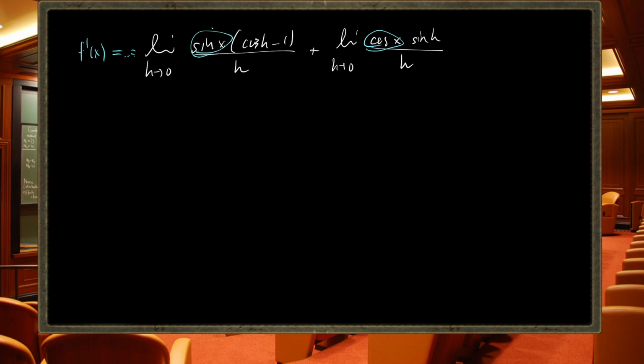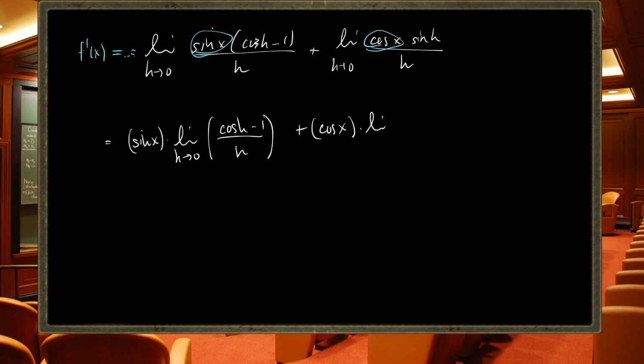Okay. So from here, using that limit law of scalars, this is equal to sine x, I'll pull that out to the left, times the limit as h goes to 0 of cos h minus 1 over h plus cos x times the limit as h goes to 0 of sine h over h. The whole point is to get this to be something a little bit more workable, so hopefully we can figure out what these limits are.